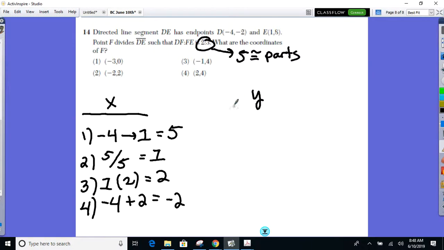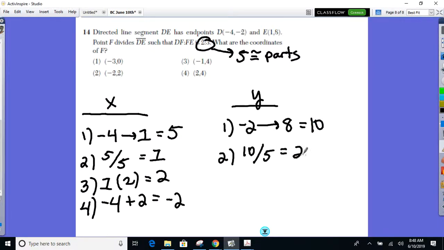I've seen this in Part 2s as well. What are your y-coordinates? -2 going to 8. Now you're on the y-axis. So -2, go up to 8. How many units did you go? 10. And that's great too because that's divisible by 5. Now you go 2 units.